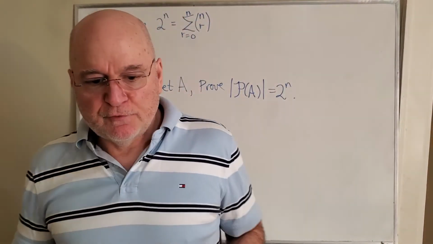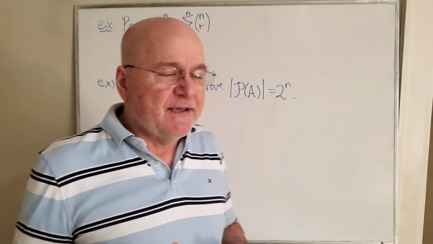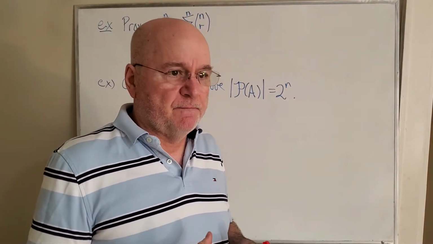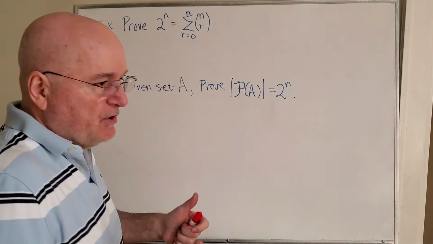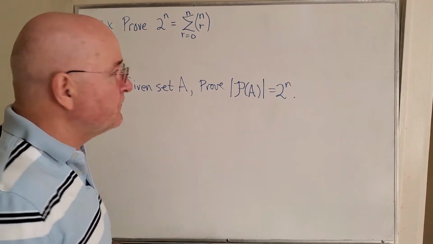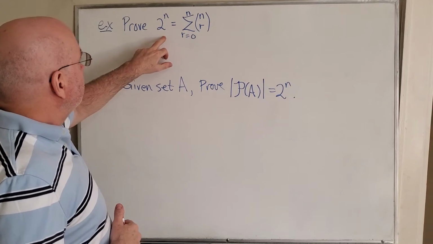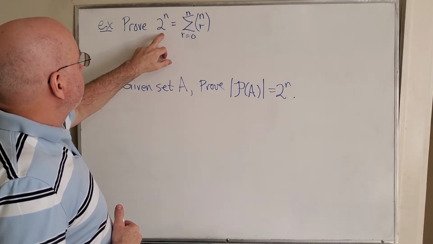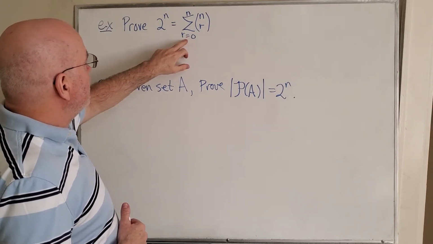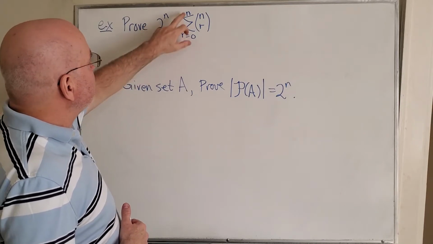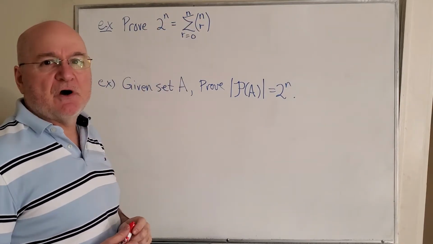In this video, we're going to prove two very important and pretty simple and fundamental statements in combinatorics or set theory. The first one, though, is simply that 2 to the n is equal to the sum from r going from 0 to n of n choose r.